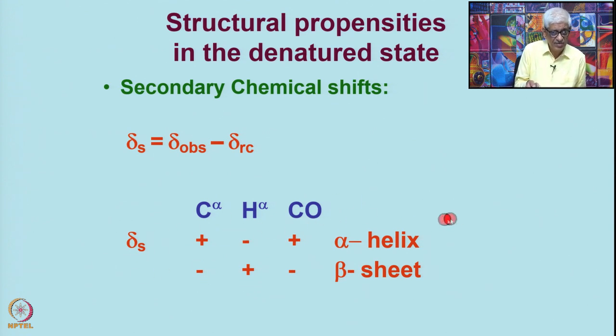So if we have that sort of situation there, what will be the secondary shifts? The observed chemical shift minus the random coil shifts.